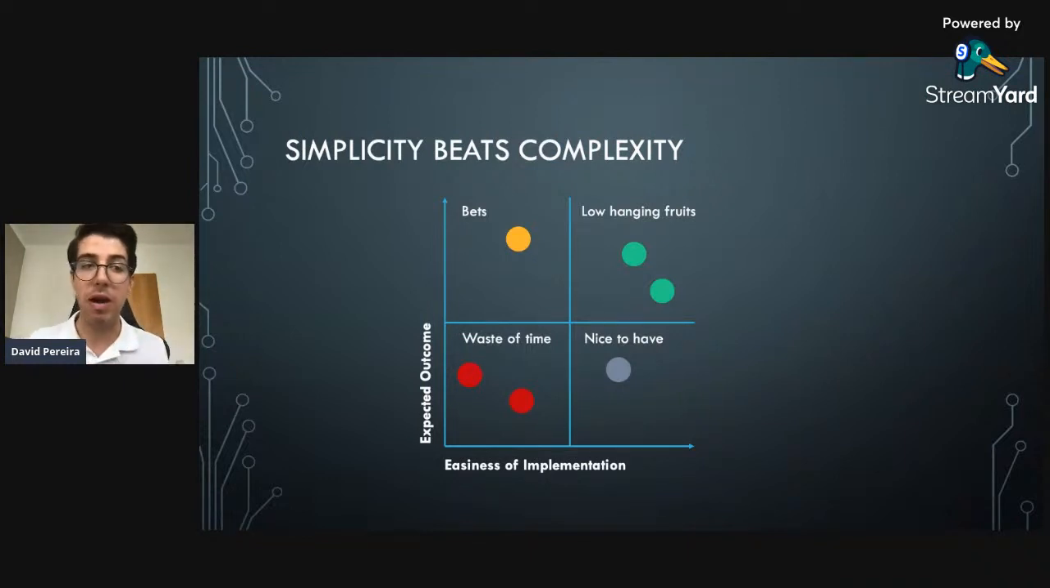So bets, why are they like this? They take a lot of time and they may generate a lot of value. But without them, we may miss the point, and we may miss an important audience. So this is something really interesting for us to look at.